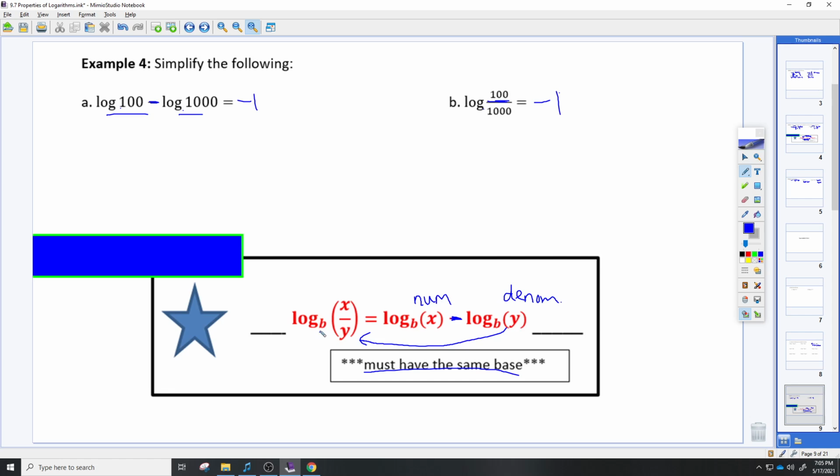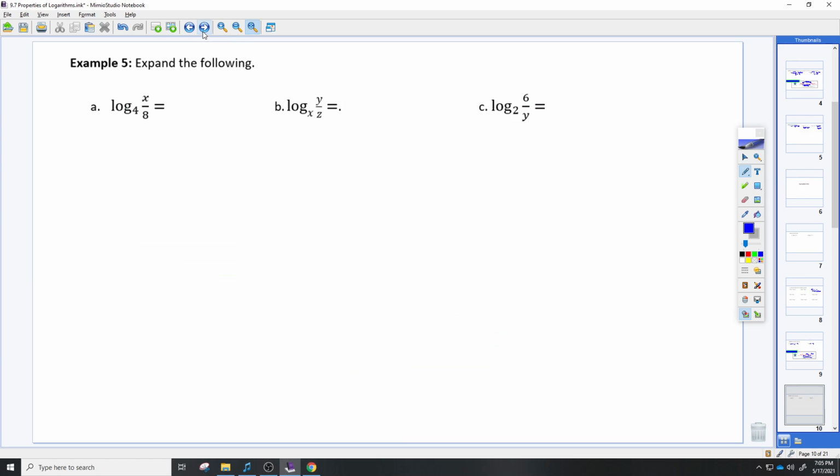And again, you have to have the same base, and you have to write that base as well. All right, so let's do some expanding. We're going to go the opposite direction. So if we have x divided by 8, we're going to write this as two different logs. So let's just write them both out.